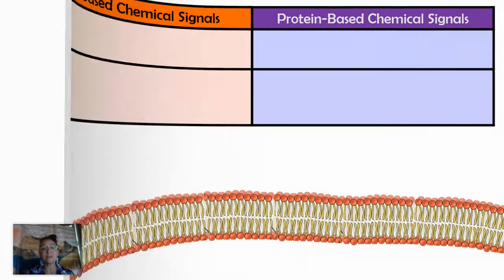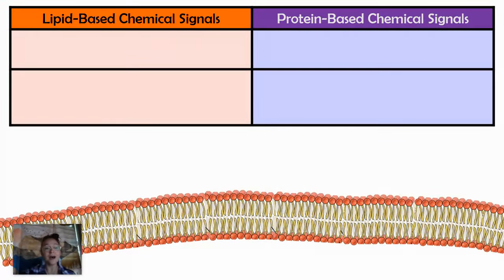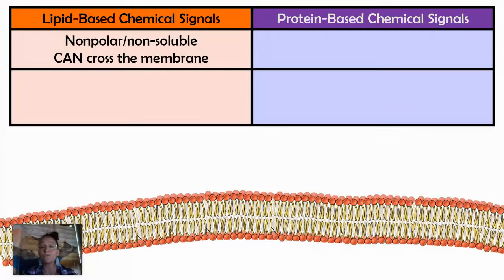When we compare and contrast these two, let's think about the lipid-based chemical signals and tie this back into Unit 2 in AP Bio. Here, a lipid, if you remember, is nonpolar, and so not soluble in water. It does not mix with water. So these nonpolar chemical signals can actually go right through the cell membrane because of that nonpolar center.